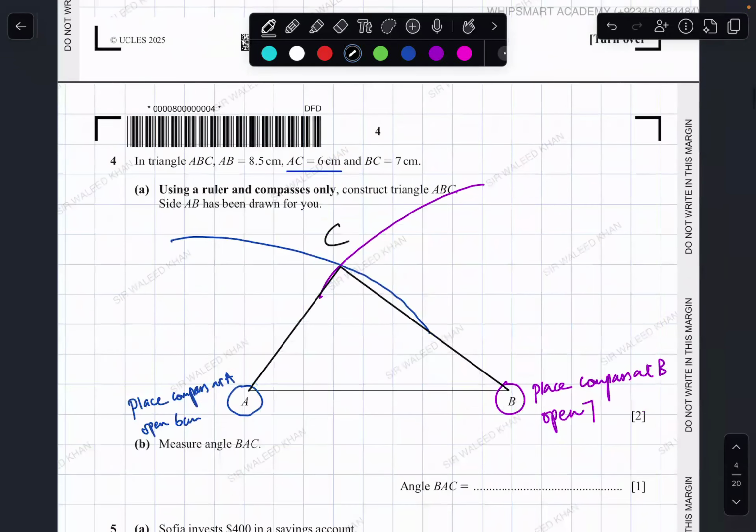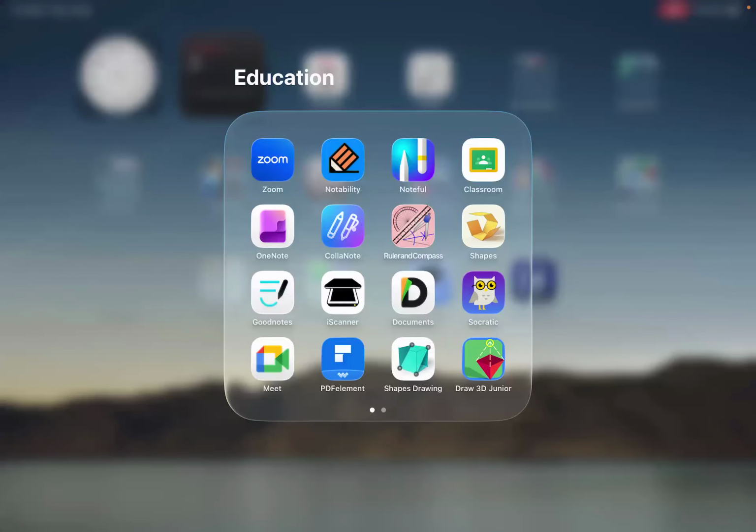Measure the angle BAC. So to find this angle, I have to use a protractor. Okay. So where do we have it?